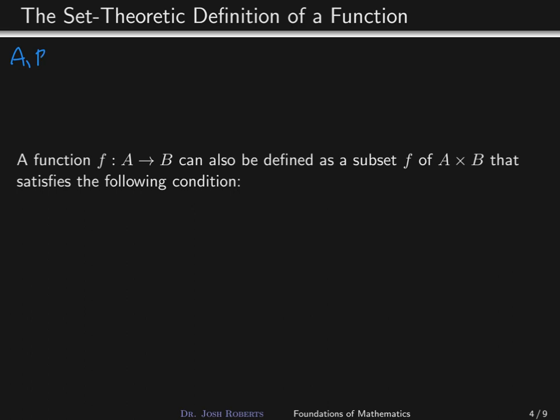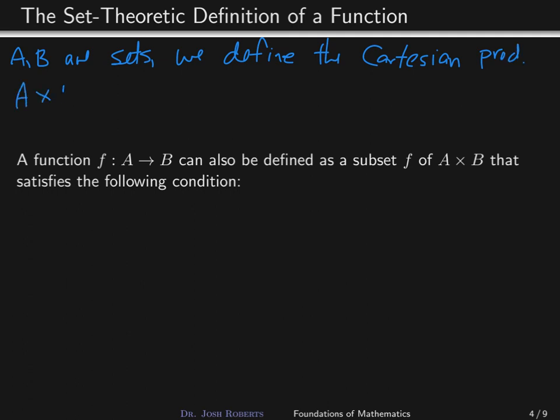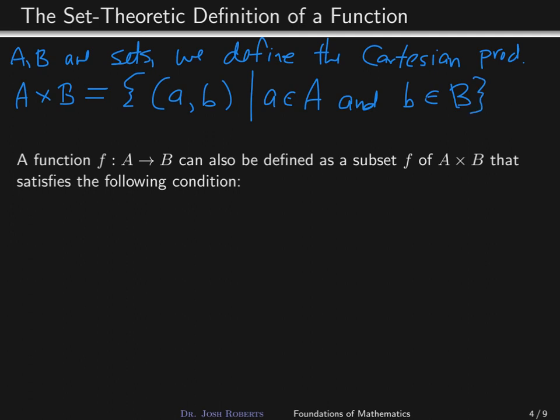If A and B are sets, we define the Cartesian product, sometimes called the cross product, A cross B. It's just a set of all ordered pairs (a, b) such that a is an element of A and b, not capital B, of course, is an element of B. And that's all that is.